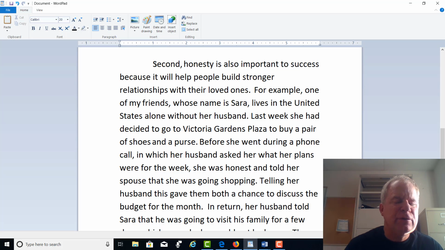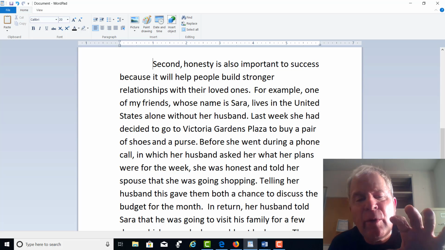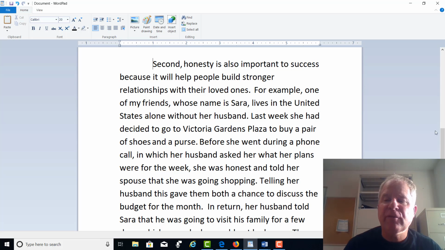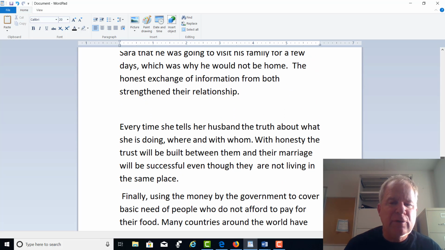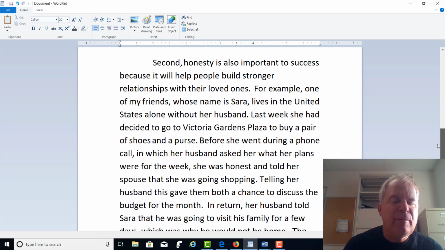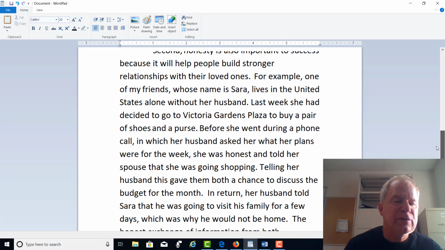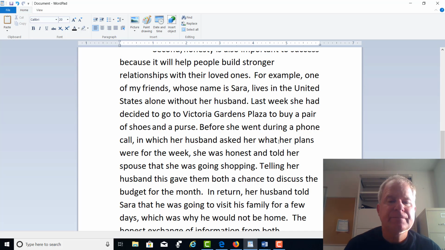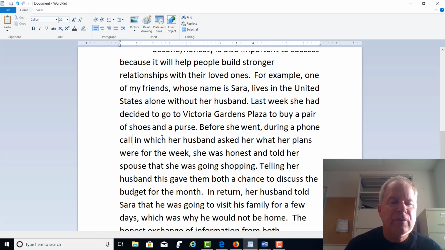We have second, honesty is also important to success because it will help build stronger relationships with their loved ones. For example, one of my friends whose name is Sarah. So this is what I'm doing. I'm going to develop this idea a little more specifically. You simply said, every time she tells her husband the truth about what she's doing, where and with whom, I changed it to this. Says, for example, one of my friends whose name is Sarah lives in the United States alone without her husband. Last week, she had decided to go to Victoria Gardens Plaza to buy a pair of shoes and a purse. Before she went, during a phone call, let's put a comma here. So before she went, during a phone call in which her husband asked her what her plans were for the week, she was honest.